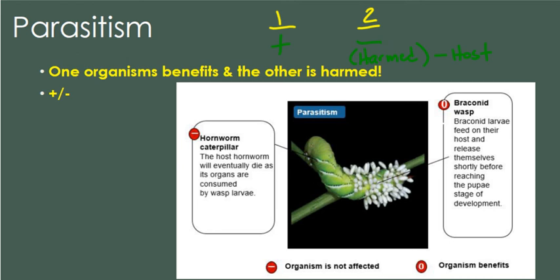So we have a lot of parasites out there. Think of a tapeworm, a mosquito, a tick. They're all getting a food source off of the host.